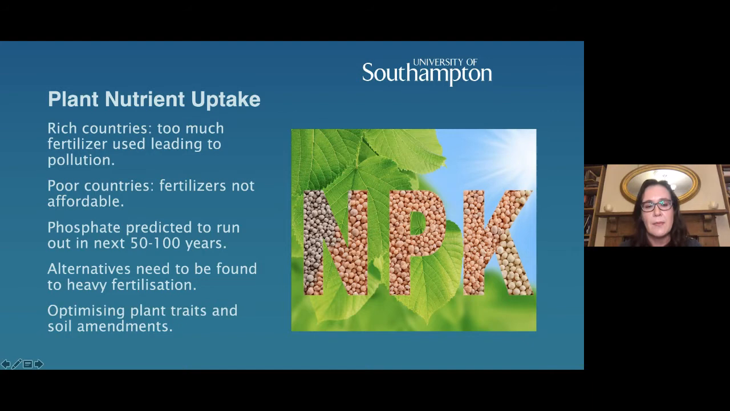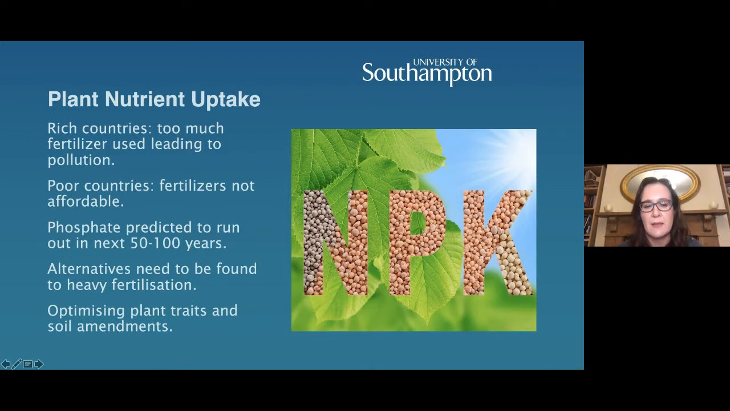So we as a UK cannot rely on these imports of rock mineral phosphate from abroad. We need to have sustainable ways of growing our crops. Alternatives do exist, where you mine the phosphorus from human digestates in the water treatment plants, but these fertilizer products are much more expensive.